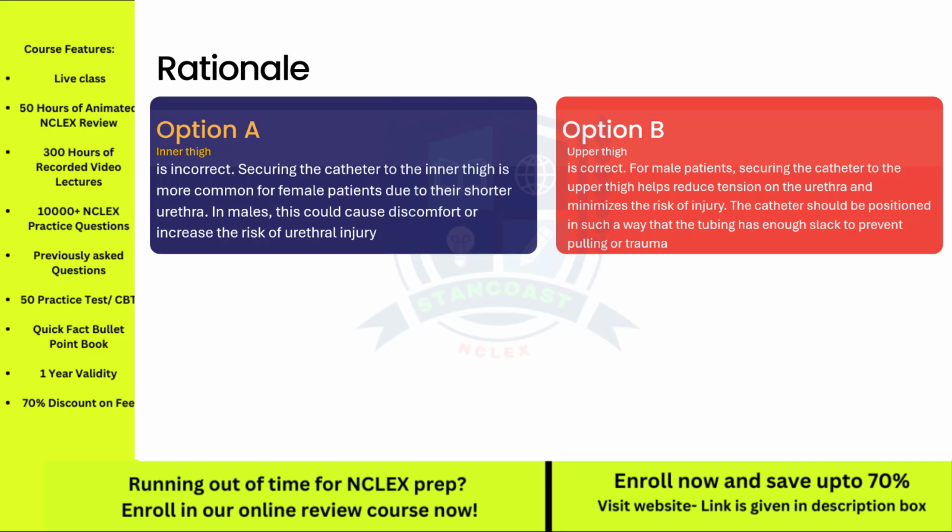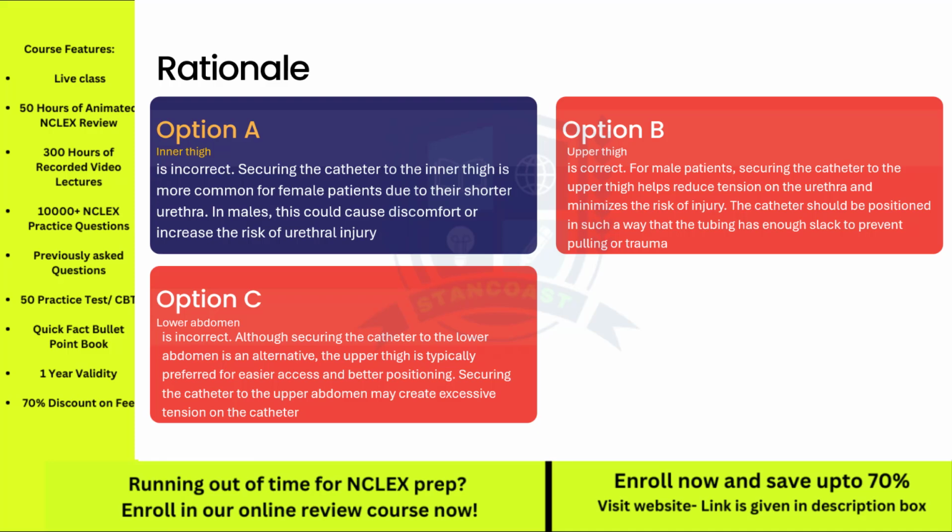Securing the catheter to the inner thigh is more common for female patients due to their shorter urethra. In males, this could cause discomfort or increase the risk of urethral injury. C is incorrect. Although securing the catheter to the lower abdomen is an alternative, the upper thigh is typically preferred for easier access and better positioning. Securing the catheter to the upper abdomen may create excessive tension on the catheter.